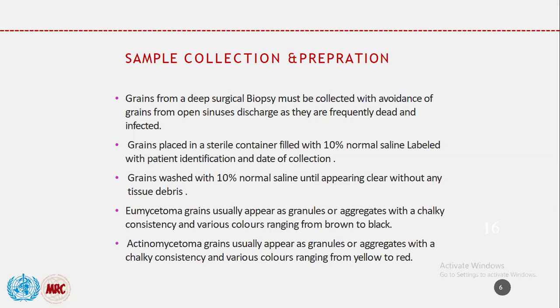Eumycetoma grains usually appear as granules or aggregates with a chalky consistency, and the color ranges from brown to black. In the case of actinomycetoma, it ranges from yellow to red. We must be very careful during the sample washing, because the grains are very tiny and we do not want to lose them.